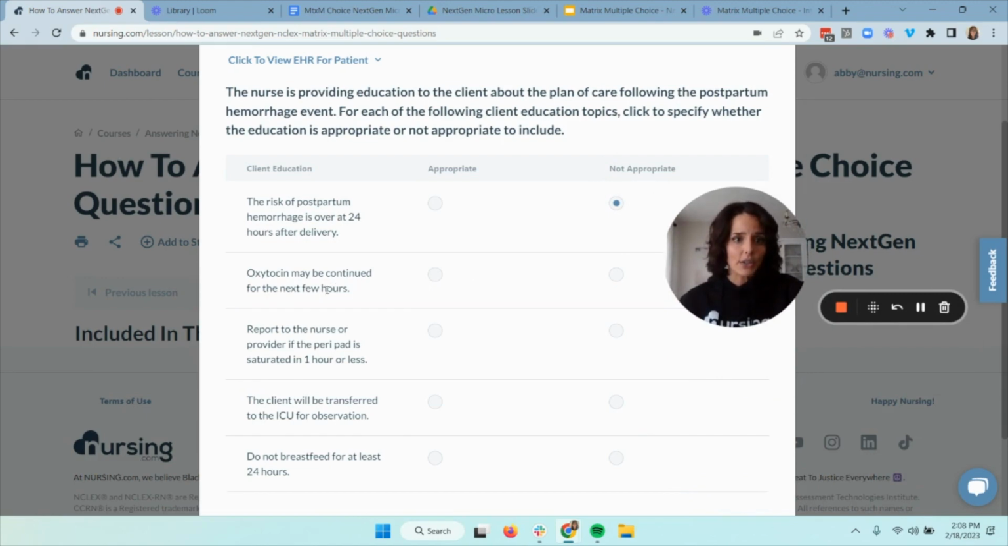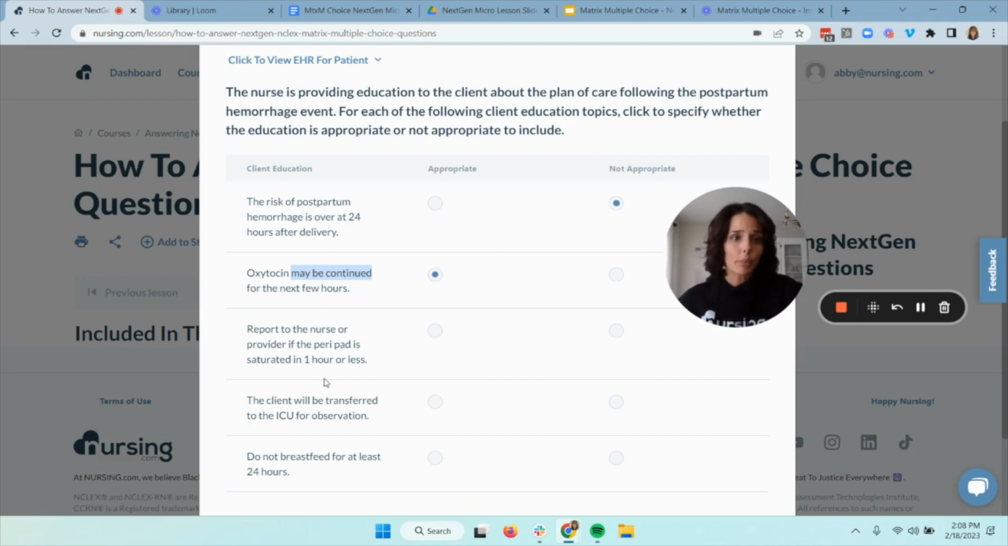Oxytocin may be continued for the next few hours. Appropriate or not appropriate? You know, this is appropriate. We don't know how long the oxytocin may be continued, but it may be continued for the next few hours. Also, going through the EHR will give us some more information about the condition of the uterus, whether it lacks tone and needs some help from oxytocin for contraction or fundal massage, etc. This is appropriate education because oxytocin may be continued to help in this case of postpartum hemorrhage.